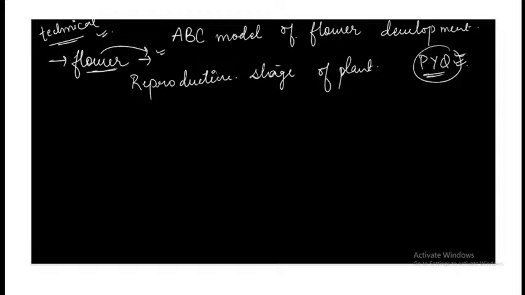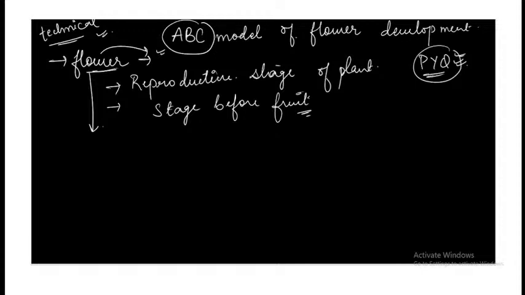Yes, very good. It's a very simple definition but a very important definition. We can also call this the stage before the fruiting time. Very good, excellent. So flower is the reproductive stage of the plant, and the way in which a flower would be produced in the plant is explained via the ABC model of flower development.